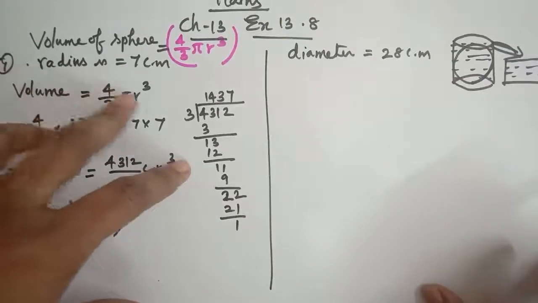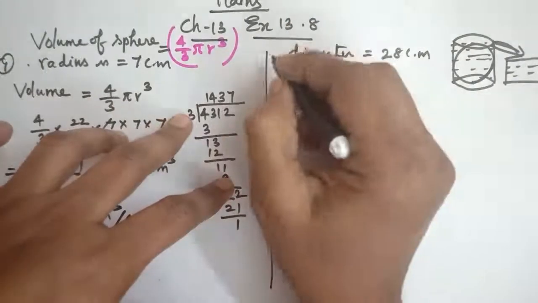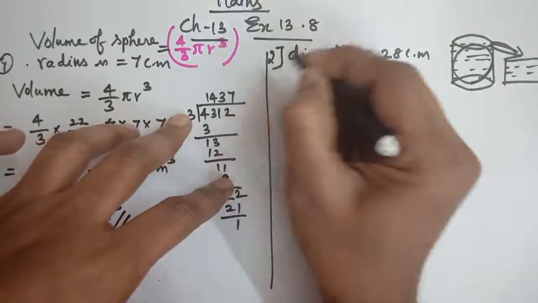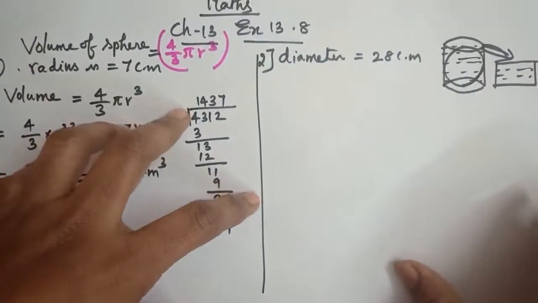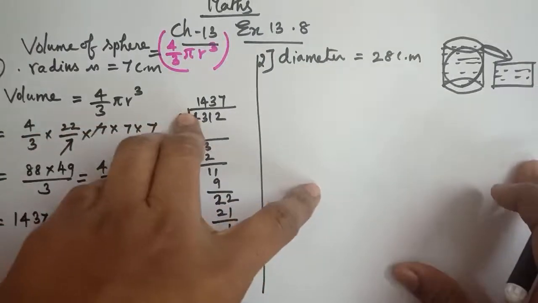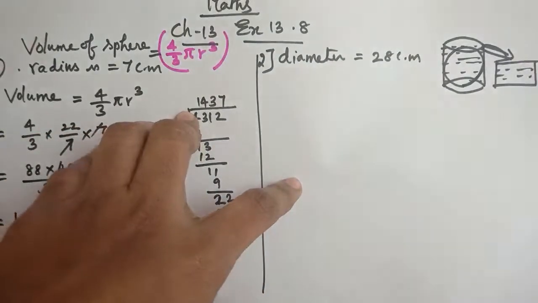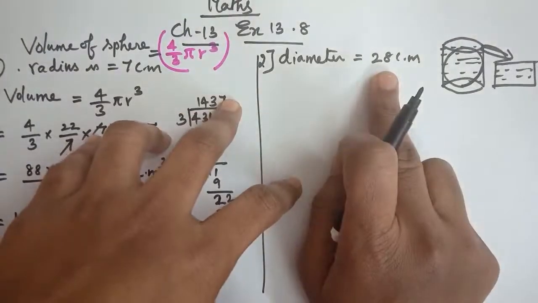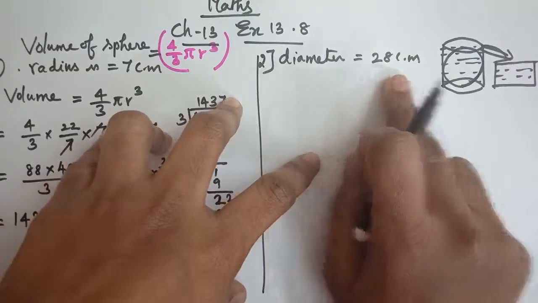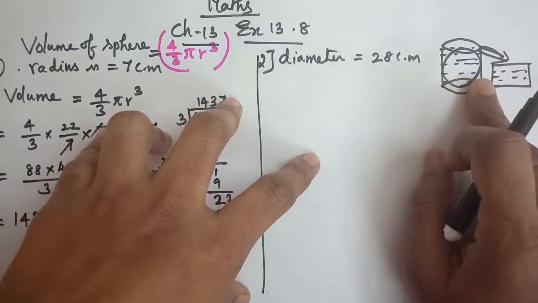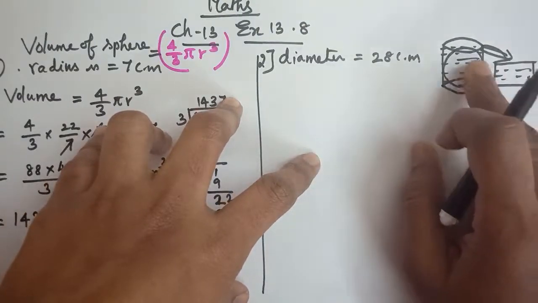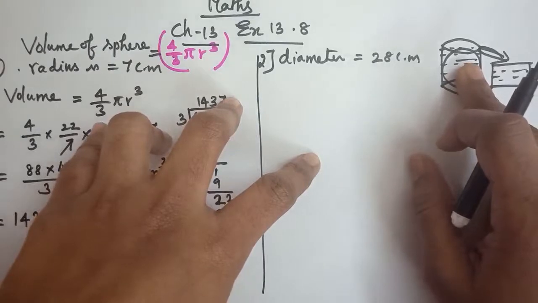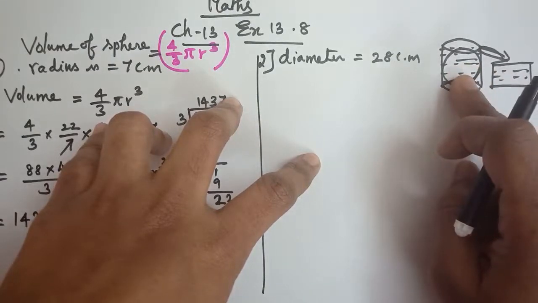Then students listen. Second question. First question, second subdivision you have to do by yourself. Is it clear? Okay, then second question. Find the amount of water displaced by a solid spherical ball of diameter 28 centimeter. Students listen, already you have learnt in science. Here some amount of water is displaced by this solid spherical ball.